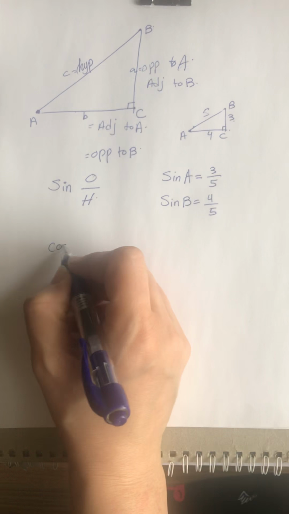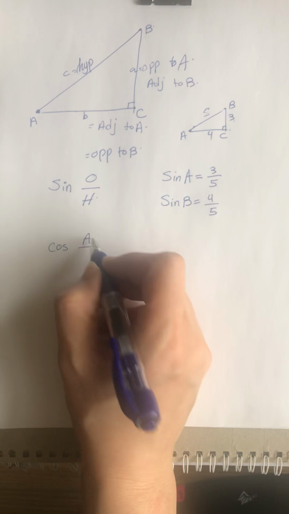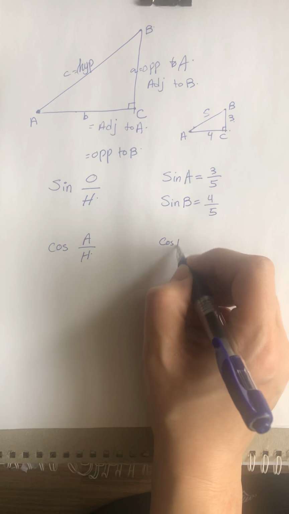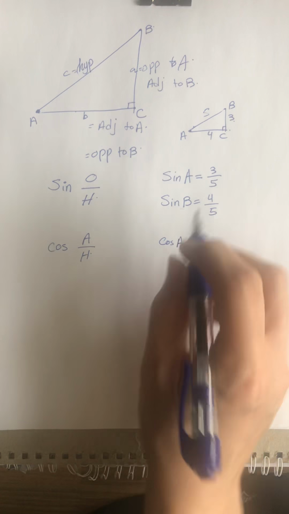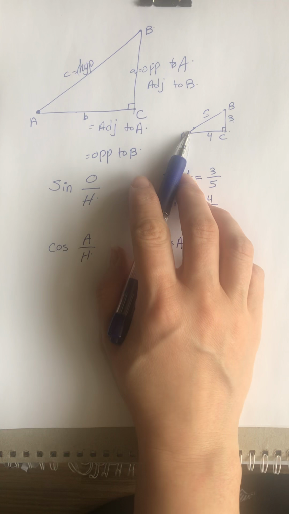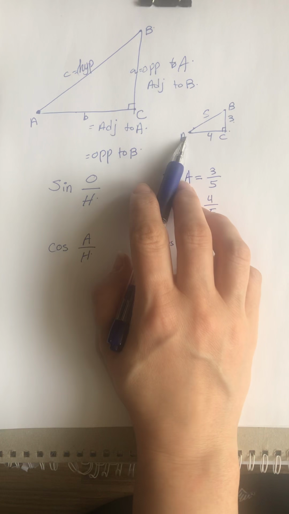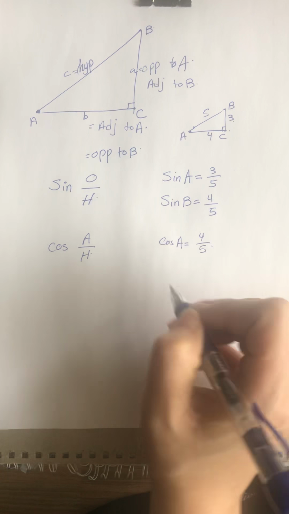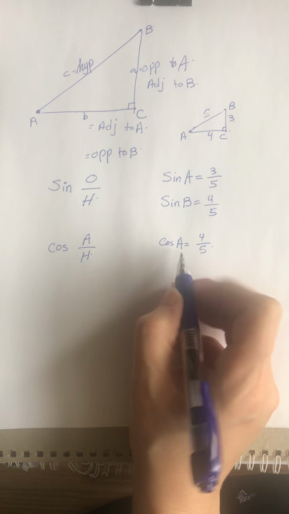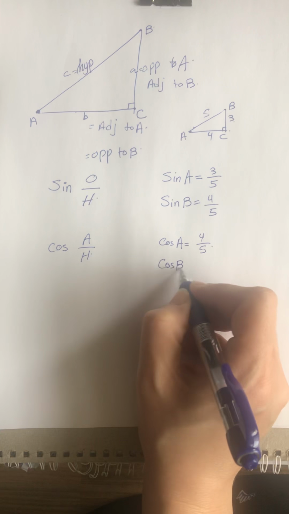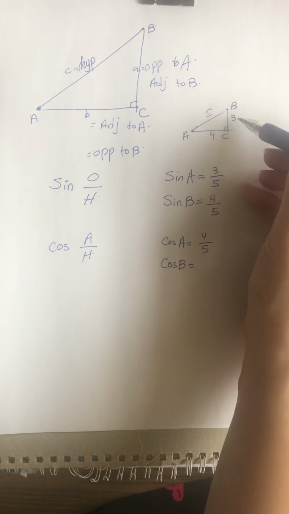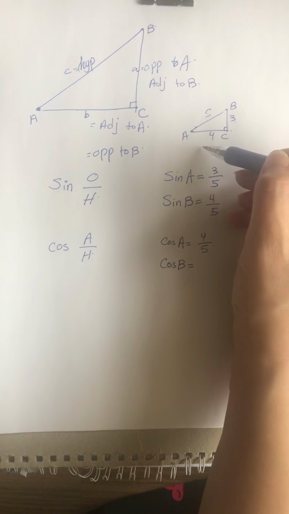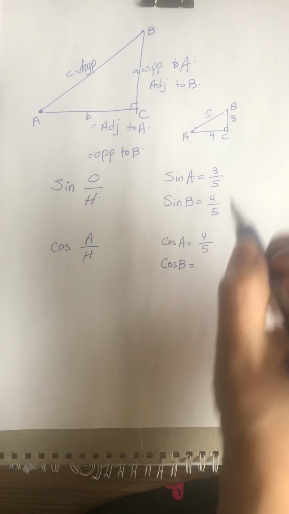For cosine, we define it as adjacent over hypotenuse. Cosine A, we're going to have the adjacent side to A, which is 4 over 5. And for cosine B, we have to go to B, look for the adjacent side. This is the adjacent to B, and that's right opposite to A, so 3 over 5.